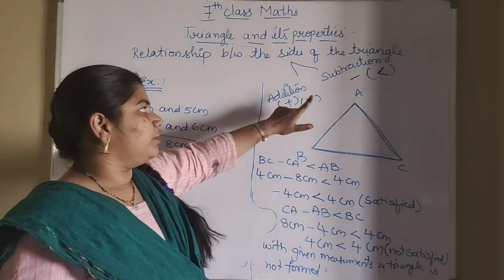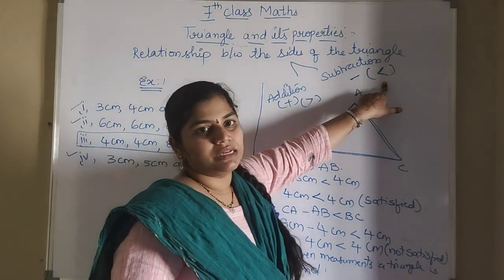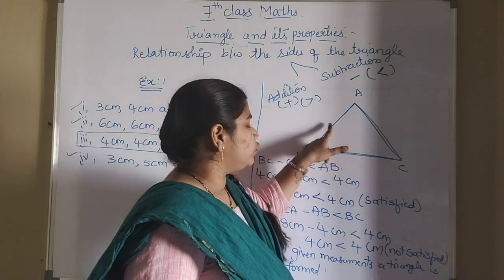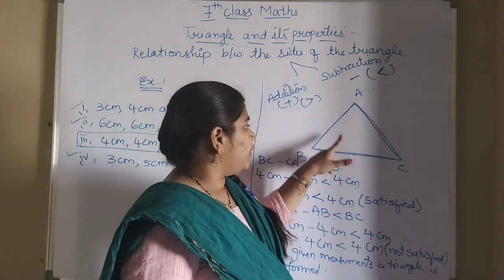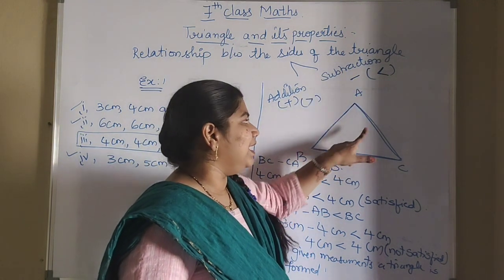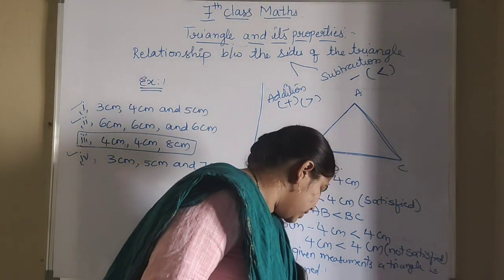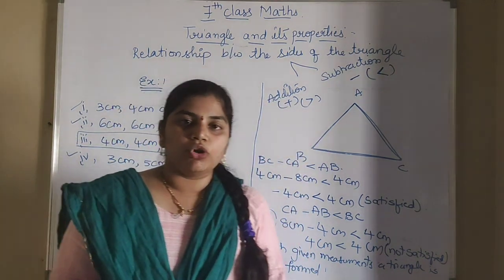For addition you will take the greater than sign. For subtraction you will take the less than sign. And what is the condition? The sum of two sides should be greater than the third side. For subtraction, the difference of two sides should be less than the third side. The remaining next topic, altitude and median, we will continue tomorrow. Thank you.